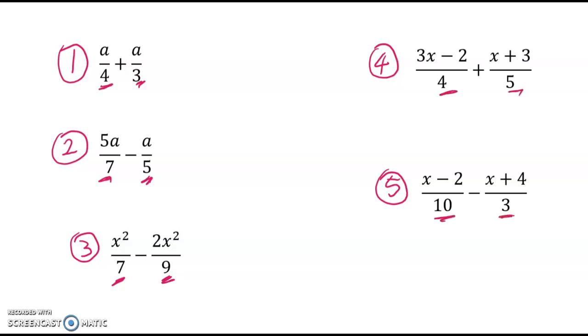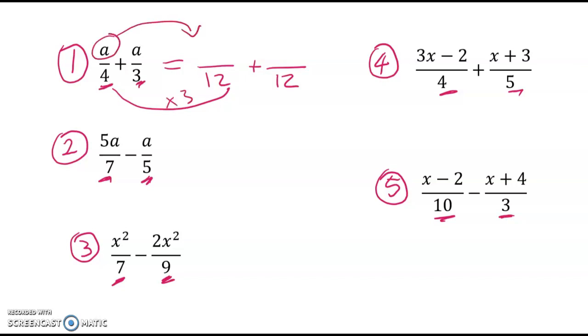So the process of finding the denominator is the same as it was back in Year 9. For this first one here, the common denominator is going to be 12. Then we ask, 4 what's a 12? 4 times 3. And we do the same thing to the a. So a times 3 will give me 3a. 3 what's a 12? 3 4's a 12. So we have to multiply the a by 4 and we get 4a.